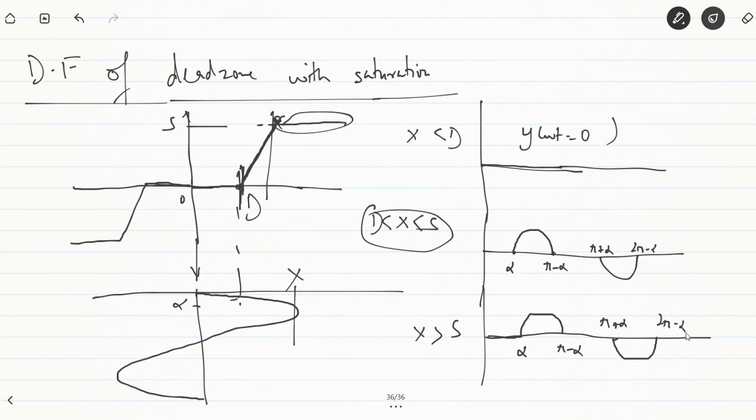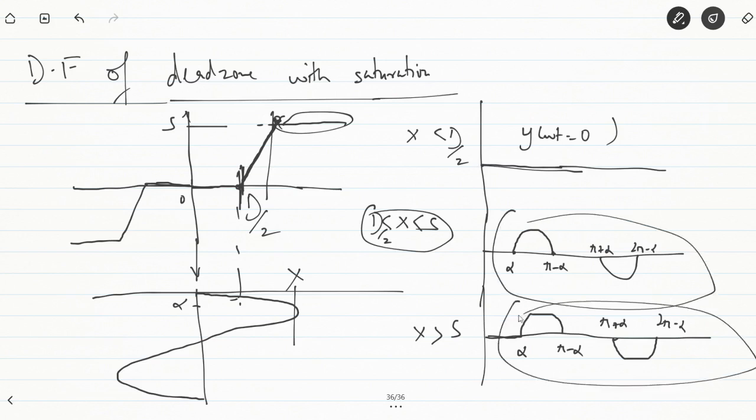So there are three cases that you need to understand for this particular function. Where x is between 0 and d by 2, the output will be 0. Where x is greater than d by 2 but less than s, you will get this type of function that you need to solve, and in the third case you will get this type of function that you need to solve.